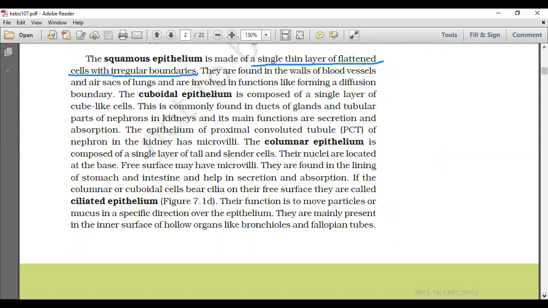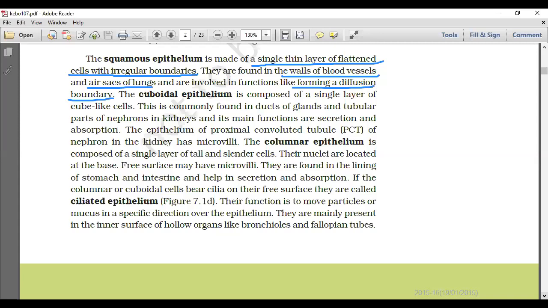The simple squamous epithelium is present in the walls of blood vessels and air sacs of lungs and is involved in functions like forming a diffusion boundary. These are the properties of simple squamous epithelium. Simple squamous epithelium is made of a single thin layer of flattened cells with irregular boundaries.